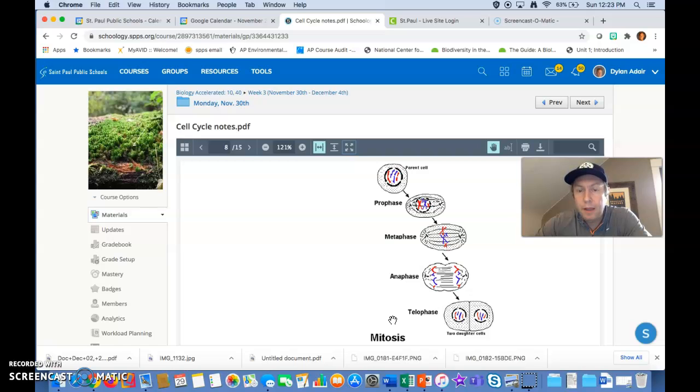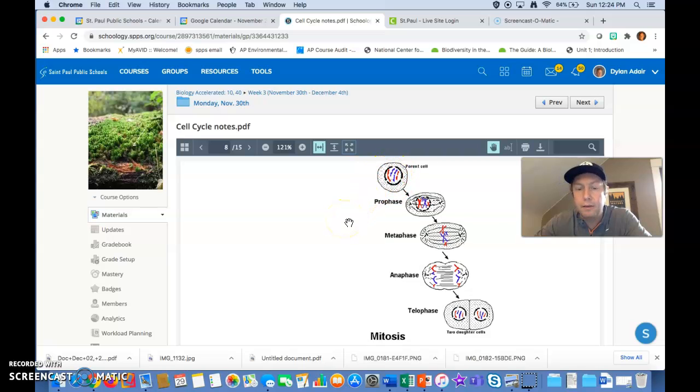And it's kind of hard to see this picture a little bit, but in this original parent cell, we have 4 chromosomes, 2 red and 2 blue. Then if you look in prophase, you can see kind of like an X. That represents the chromosomes making a copy of themselves. Then metaphase, they line up along the middle. Anaphase, the chromosomes start to pull apart. And then the last phase, telophase, right before cytokinesis, we have 2 new cells forming, each with 4 chromosomes. And if you remember, the original cell had 4, that's because we create an identical copy.